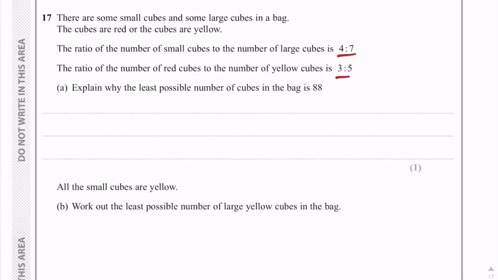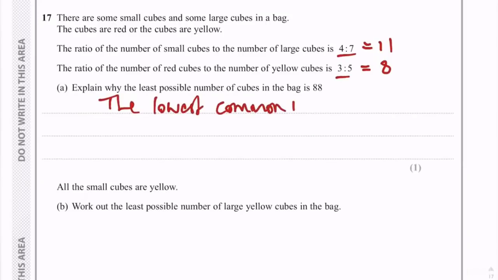Okay, so if we have a look at these ratios, the total of this ratio here is 7 plus 4, 11, and the total of this ratio here is 3 plus 5 is 8. So this first ratio has to be in multiples of 11, this second one has to be in multiples of 8, and the lowest common multiple of these two numbers is 88. Okay, so all I have to say is the lowest common multiple of 11 and 8 is 88.